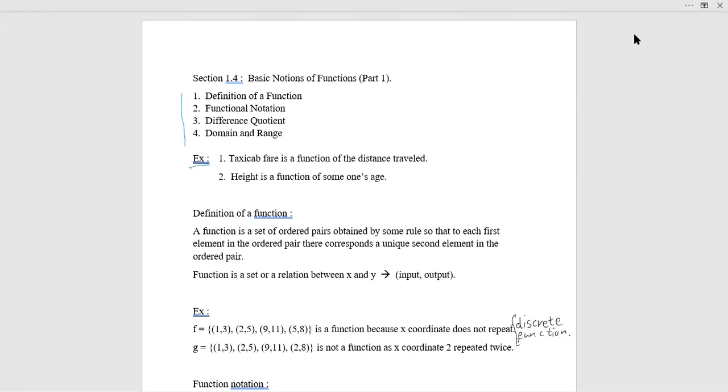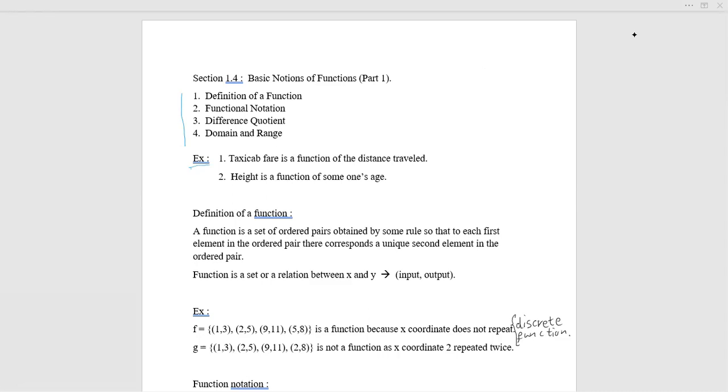These are a couple of examples of functions. Taxi cab fare is a function of the distance traveled. As distance traveled increases, taxi cab fare is increasing. Second one, height is a function of someone's age. Similar to the first example, as somebody gets older, his height is increasing, but not continuously. After a certain age, height is a constant.